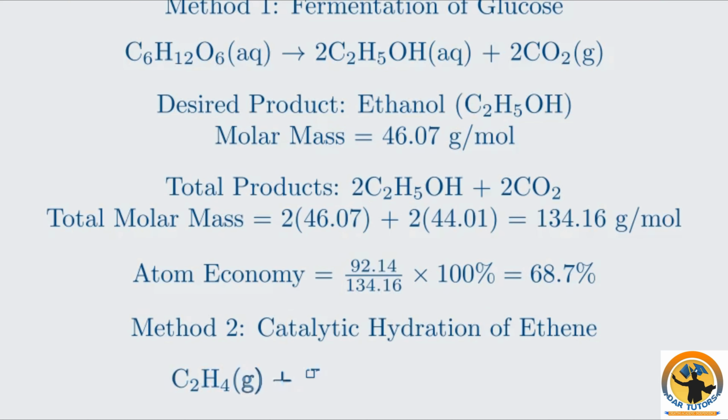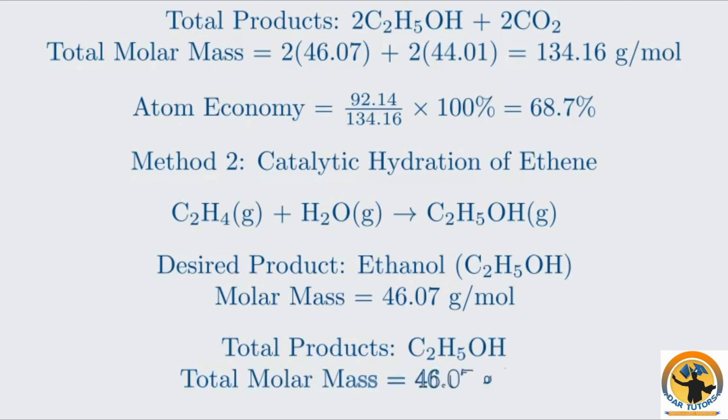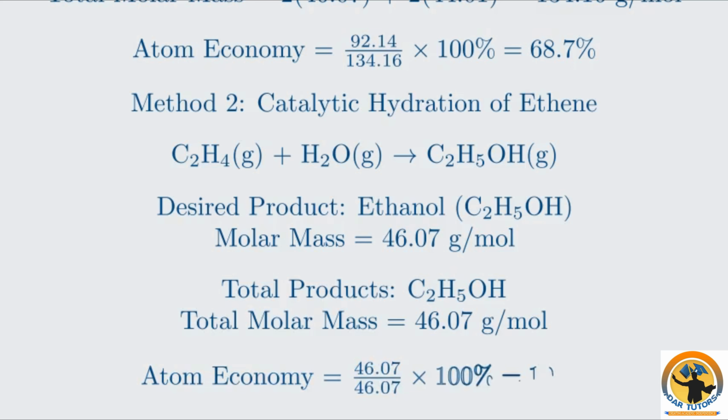Now let's look at method 2, the catalytic hydration of ethene. The equation is C2H4 plus H2O yields C2H5OH. Here, ethanol is the only product. The molar mass of the desired product is 46.07 g/mol, and the total molar mass of all products is also 46.07 g/mol. The atom economy is 46.07 divided by 46.07 times 100, which is 100%. This comparison highlights a key principle. In terms of atom economy, the hydration of ethene is a more efficient and sustainable process than the fermentation of glucose because it produces no waste byproducts.